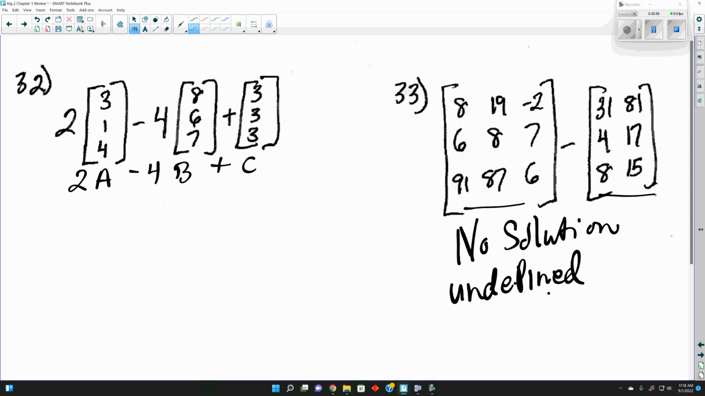How many points would that be? For no solution or undefined, 2, because they're going to be worth less than the others.